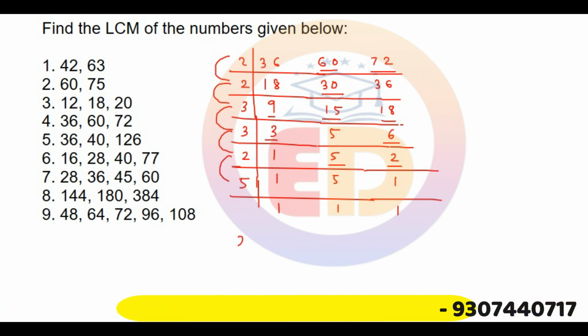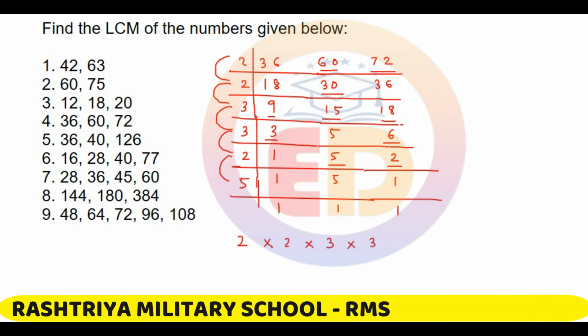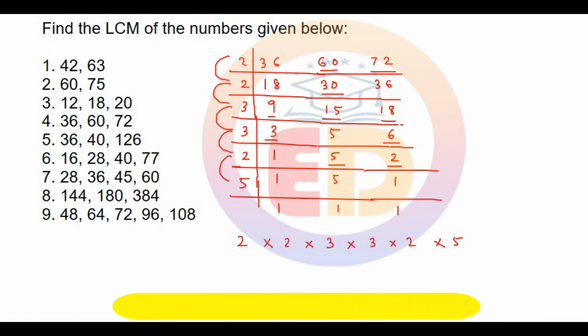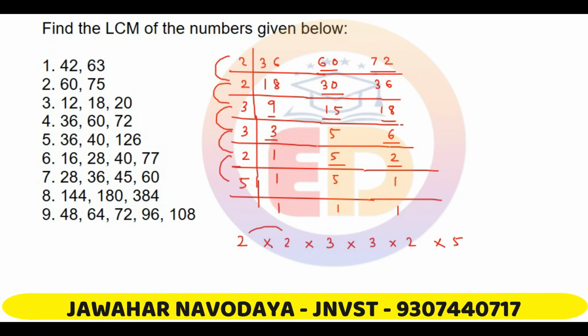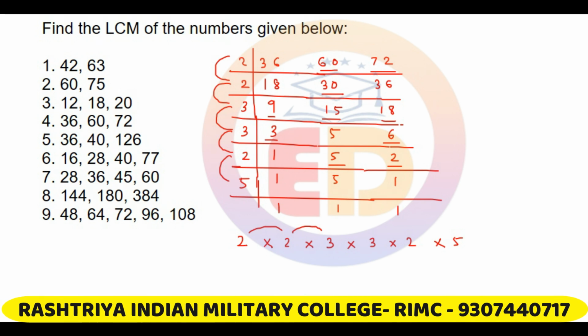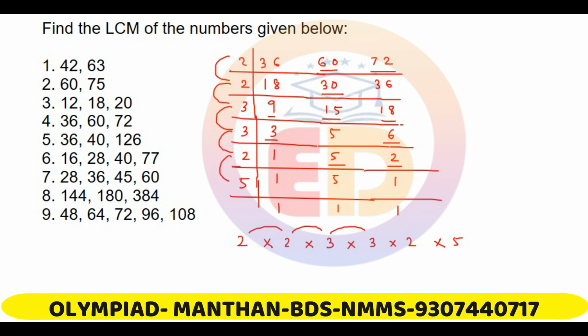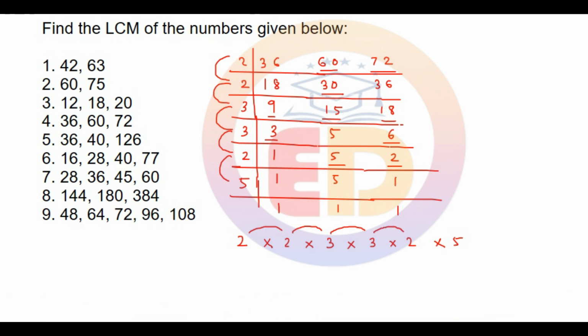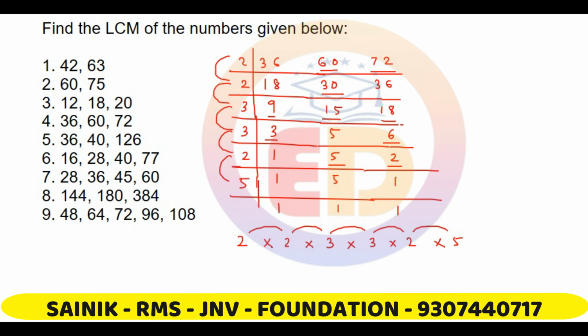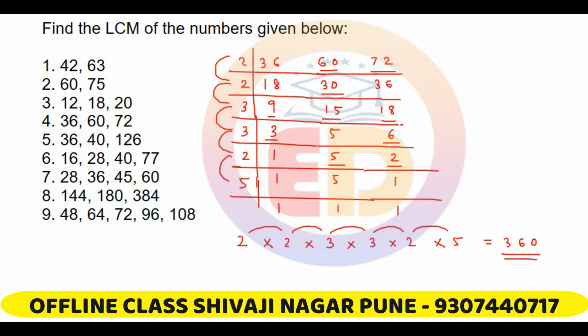So this will be 2 multiplied by 2 multiplied by 3 multiplied by 3 multiplied by 2 multiplied by 5. 2 into 2 is 4. 4 into 3 is 12. 12 into 3 is 36. 36 into 2 is 72, and 72 into 5 is 360. So our LCM here will be 360.